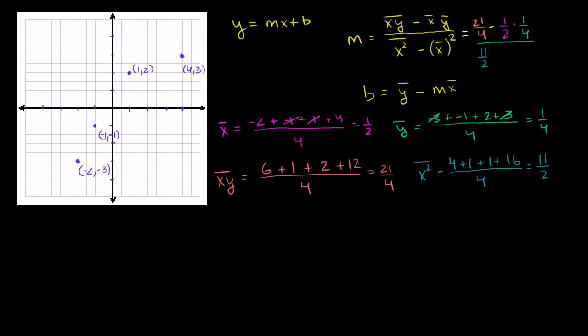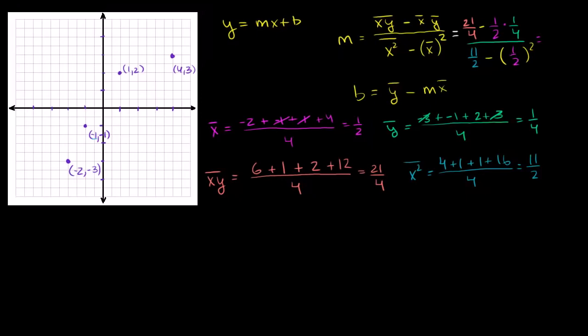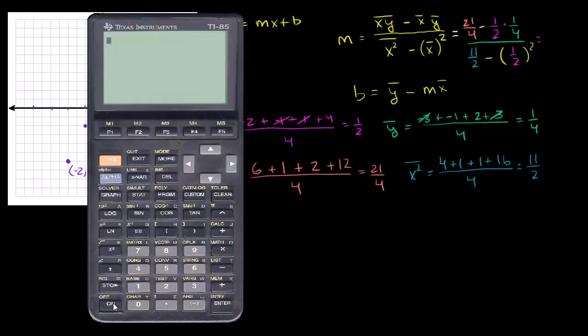Minus the mean of the x's squared. The mean of the x's, once again, is 1/2. And so what is this equal to? I'm just going to go straight to the calculator. I could deal with the fractions, but this isn't a review of adding and subtracting and multiplying fractions.